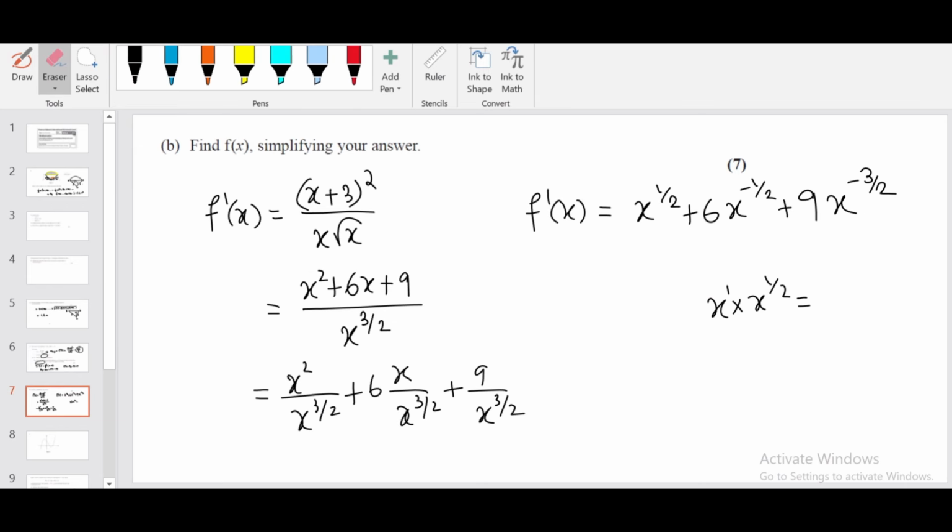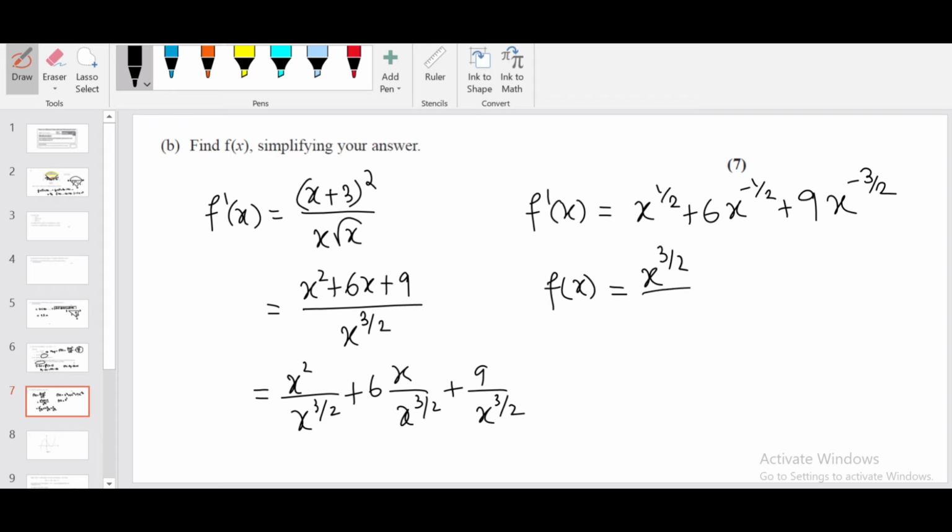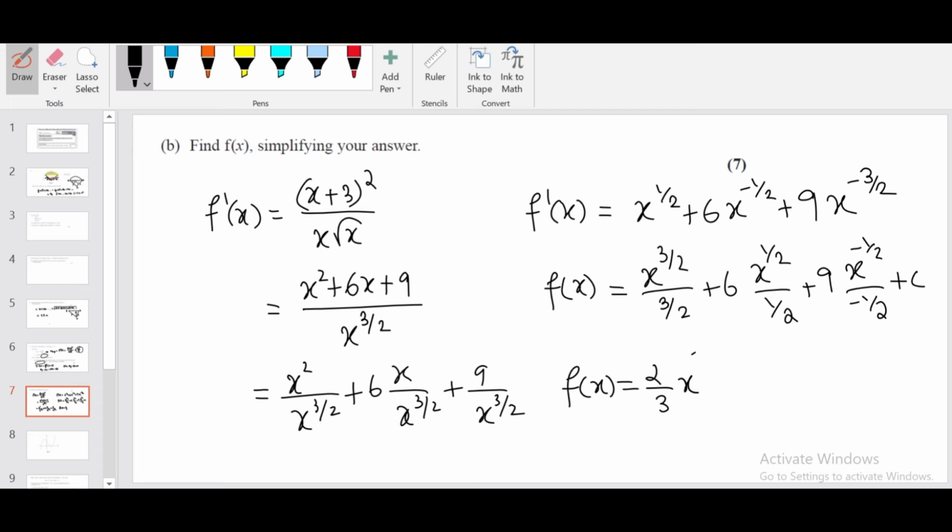Now when you integrate both sides, f dash of x becomes f of x is equal to x power half plus 1 over half plus 1, plus 6, x power minus half plus 1, which becomes positive half, plus 9, x power minus 3 over 2 plus 1 by minus 3 over 2 plus 1, plus c. Tidy this up a little bit. So you will get f of x is equal to 2 over 3 x power 3 over 2, plus 12 x power half, minus 18 x power minus half, plus c.